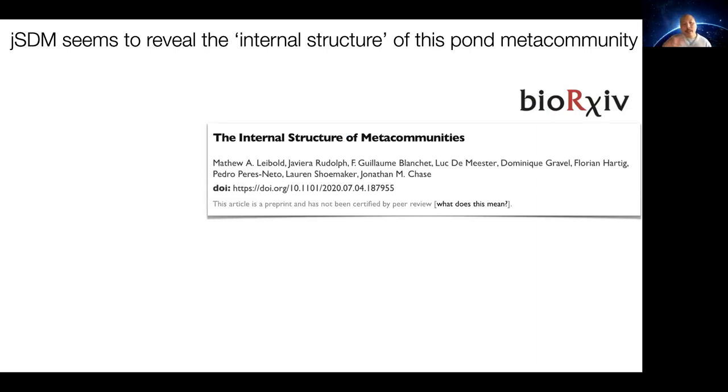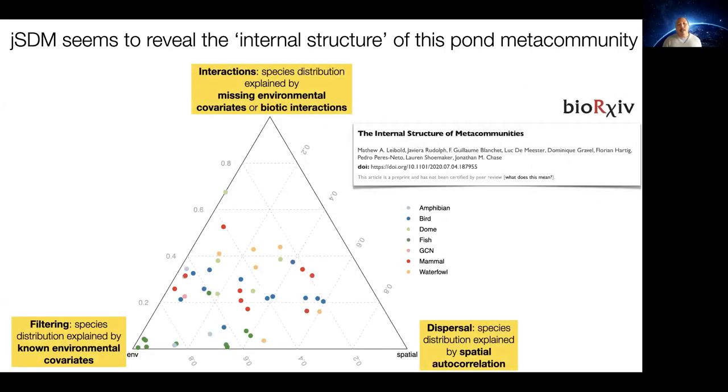And it's starting to look like, to me anyways, that we're getting something that Matthew Leibold and others are calling the internal structure of metacommunities. So you can map that here in a ternary diagram. Every point here is a species. And if you're towards the lower left, these are some species, which happen to be the fish species in our data set, whose distribution is almost perfectly explained by the variables that we happen to have.